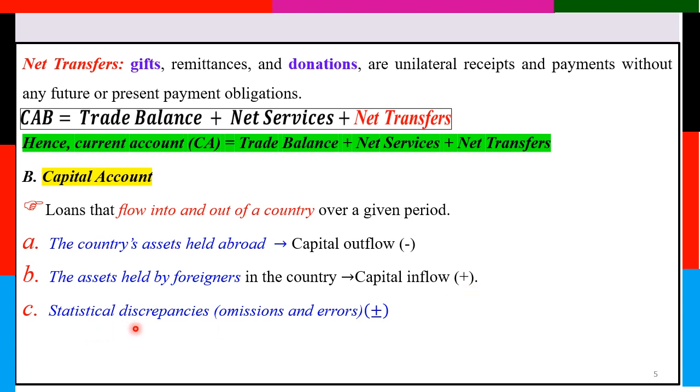And another is statistical discrepancy, omission and errors. There is some information when we record the transaction; some information may be missed, omitted, or incorrectly recorded during the transaction. So after the adjustment, we can add this omission and error to the capital account.